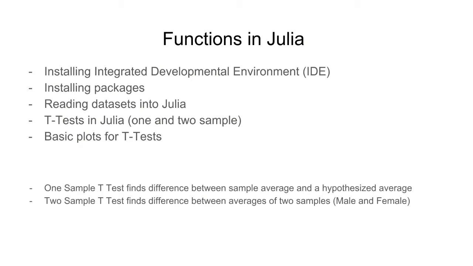There are many different types of functions that must be learned in order to perform hypothesis testing in Julia. We must be able to install an integrated development environment. We must install prerequisite packages for the analysis we're going to do. We need to successfully read our dataset into Julia, perform 1 and 2 sample t-tests, and create basic plots for our t-tests. And just to clarify, 1 sample t-tests find the difference between a sample average and a hypothesized average, and 2 sample t-tests find a difference between the averages of 2 samples. In our case, we're going to find the difference in average between male and female blood pressure.